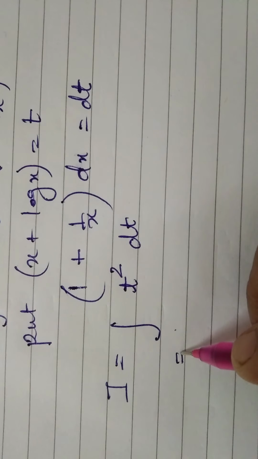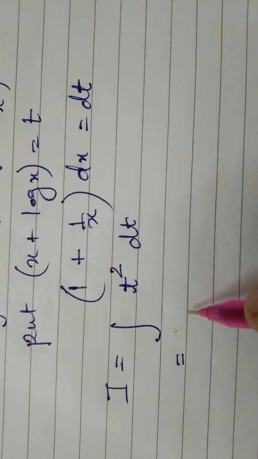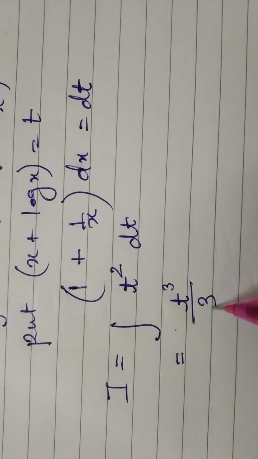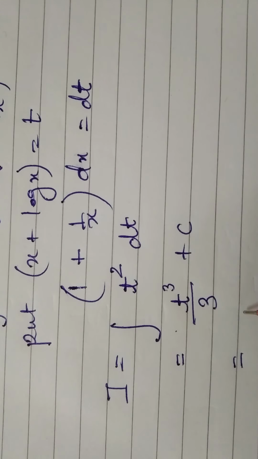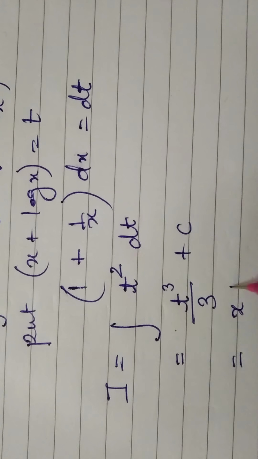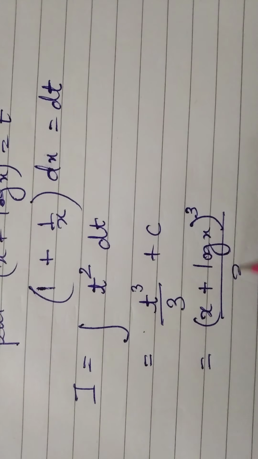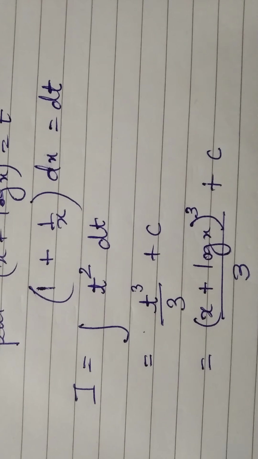So therefore I now have it as integral t square. I know integration means increase the power by 1. So t raised to 3 upon the same power 3, plus c. But my original question did not have t. So I have to resubstitute my value of t, and I had taken x plus log of x as t. So instead of t, I write the value of t, that is, x plus log x to the power 3, the whole upon 3, plus c. This ends my exercise over here, and this is your answer. So let's go for the next exercise and meet in the next session.